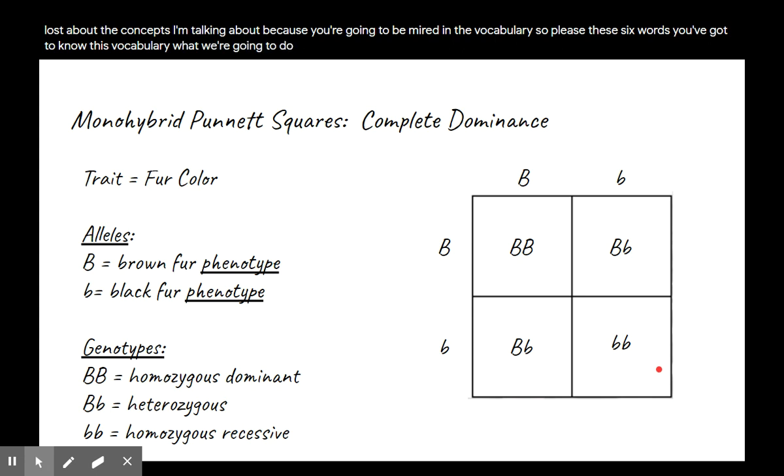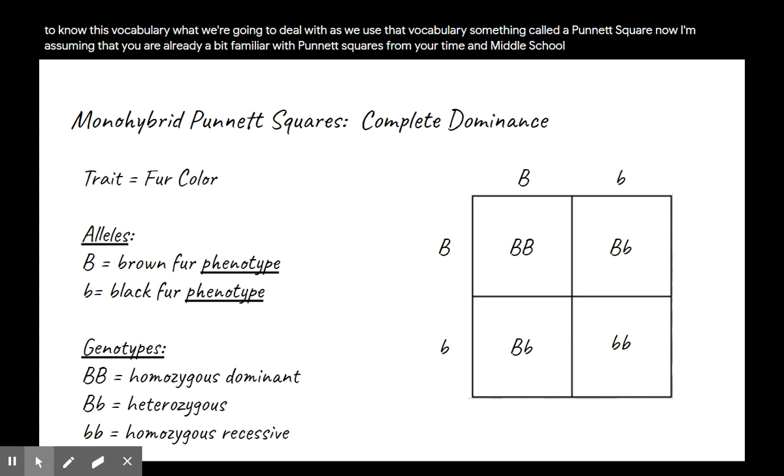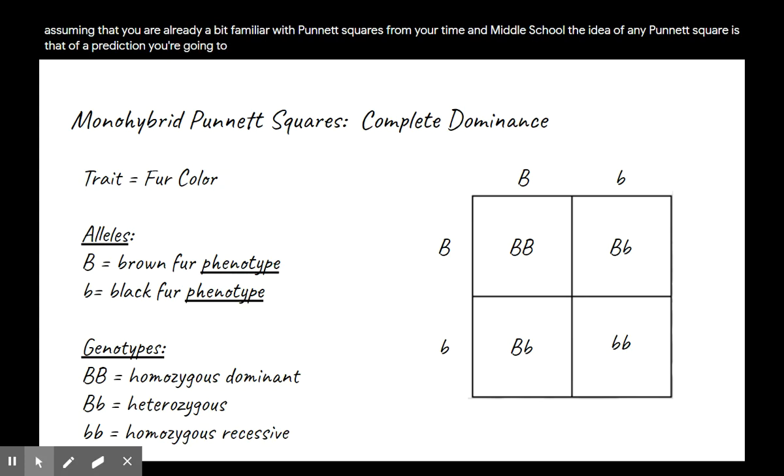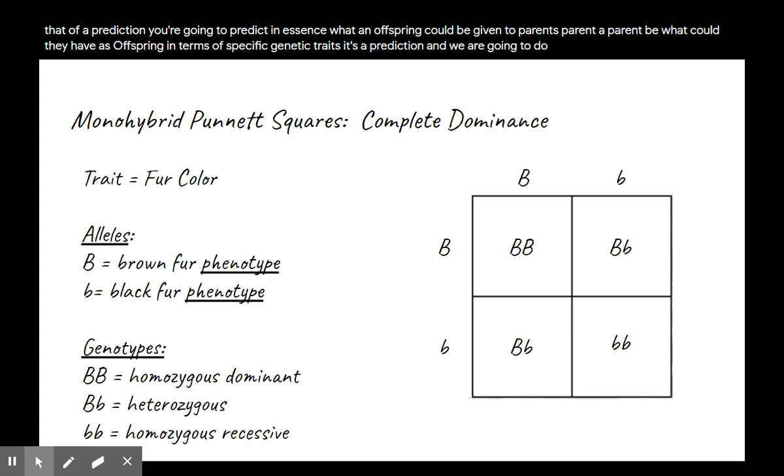What we're going to deal with as we use that vocabulary is something called a Punnett square. Now, I'm assuming that you are already a bit familiar with Punnett squares from your time in middle school. The idea of any Punnett square is that of a prediction. You're going to predict, in essence, what an offspring could be given 2 parents, parent A, parent B. What could they have as offspring in terms of specific genetic traits? It's a prediction.